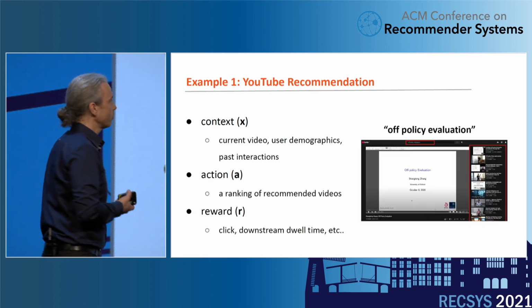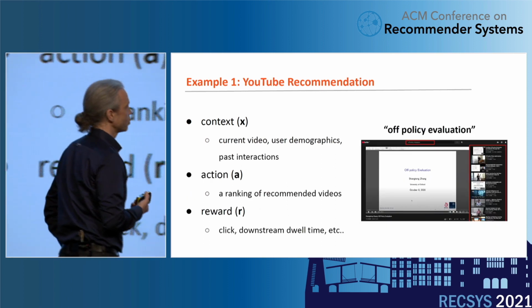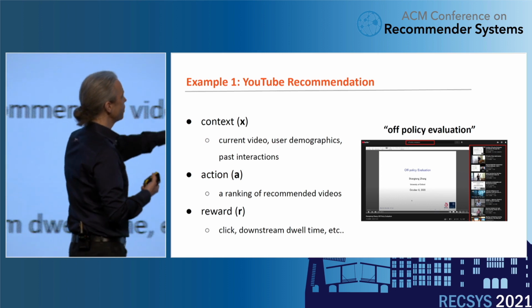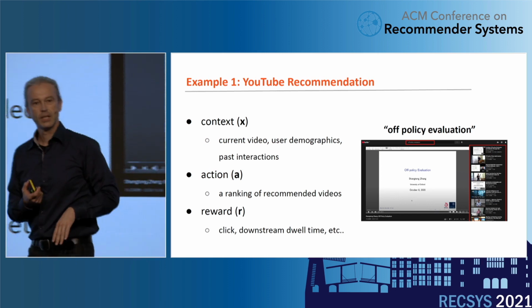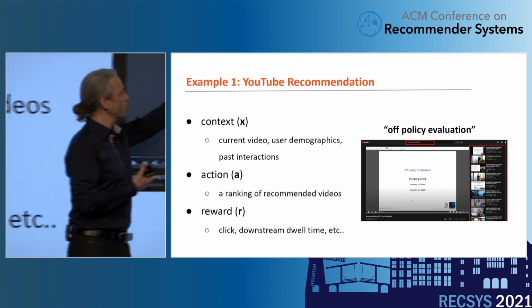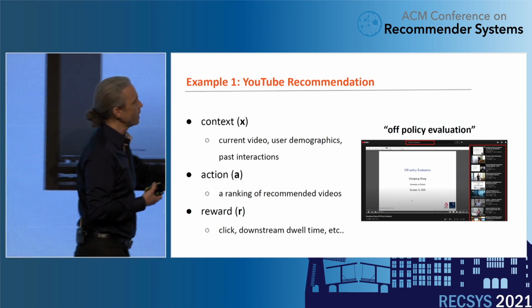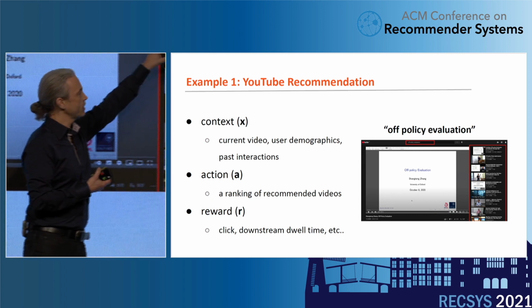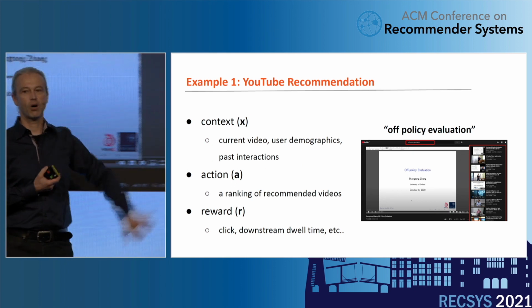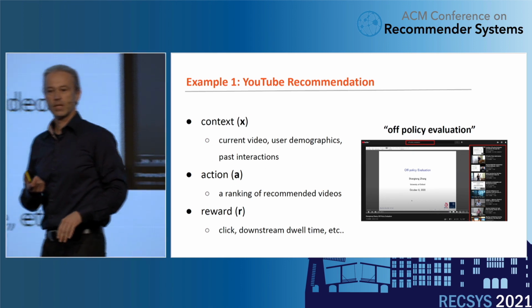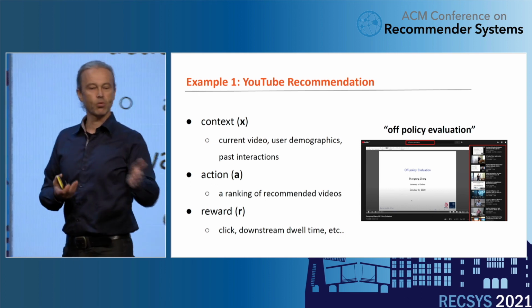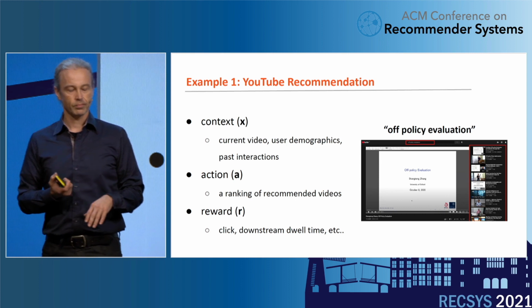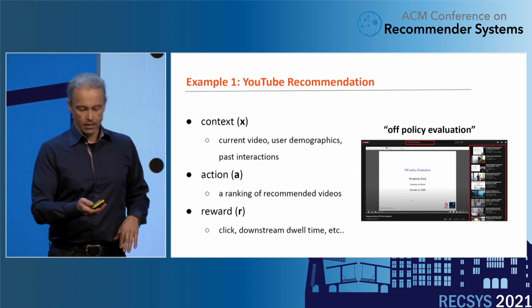Second example, maybe let's take YouTube. So we are currently on this page, or on this video, it's about off-policy evaluation. And so that's our context X. The action that we can take is to put a ranking of other videos here. And we want to maximize here maybe the click or the downstream dwell time. And that's our reward.